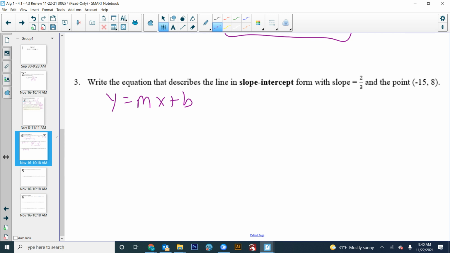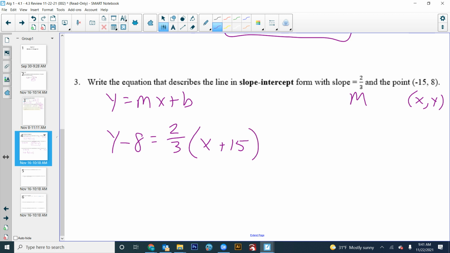Okay, so what's my first thing I need to do, Alexis? Very good. I need to write it in point slope formula. Here's my slope. Here's my x. There's my y. Alexis, go ahead. Y minus 8 equals 2/3, parentheses, x minus... careful. It'd be minus a negative, so I'm just going to go x plus 15. Okay. Whew.